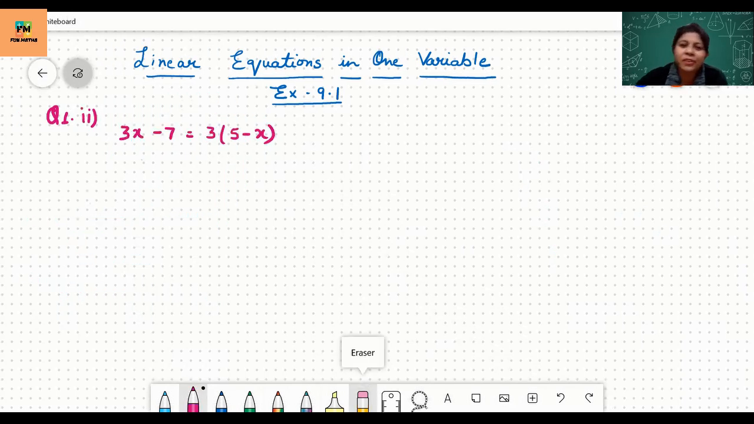So let's start with the second part of question 1. 3x minus 7 is equal to 3 into 5 minus x. Now, let's see, first of all, the first step is to check the number of operations involved.